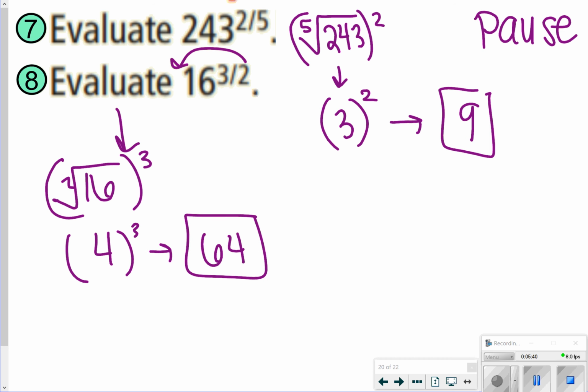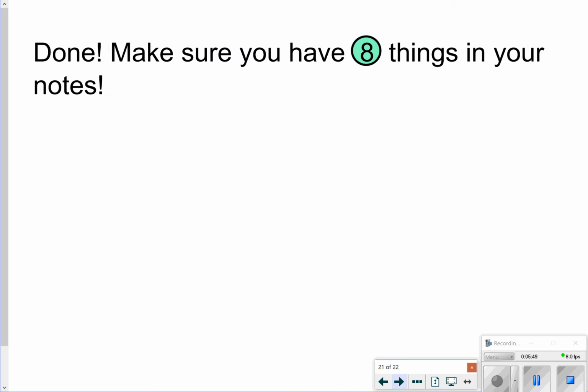Okay, so what you're basically going to be doing for homework is going back and forth between radical and rational form, and also being able to solve between radical and rational form. That's going to conclude our notes for today.